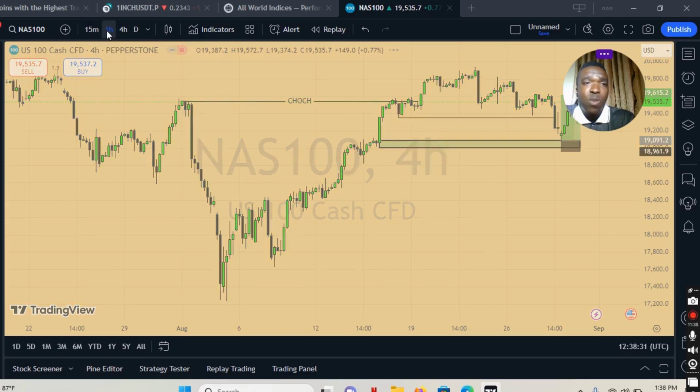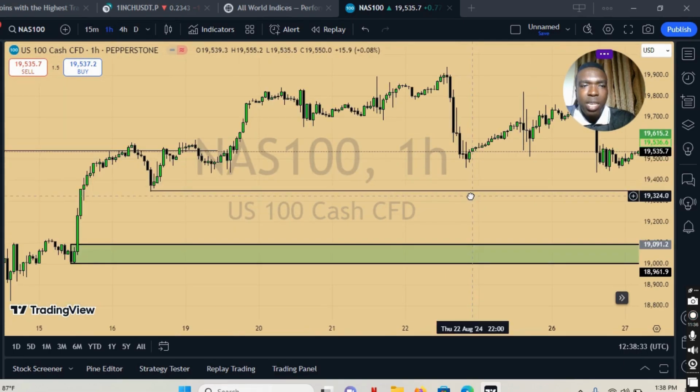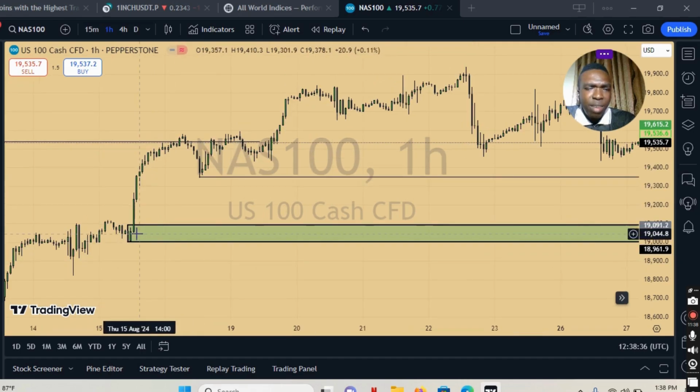I go down to 1 hour. 1 hour is as well as my key moments. Now, as you can see, market left a very big fair value gap here. And if you check this, when market now gave us the change of character, here is still a virgin. Market hasn't mitigated this zone, and it was a very nice setup for an entry. It was actually a very nice setup for a buy.